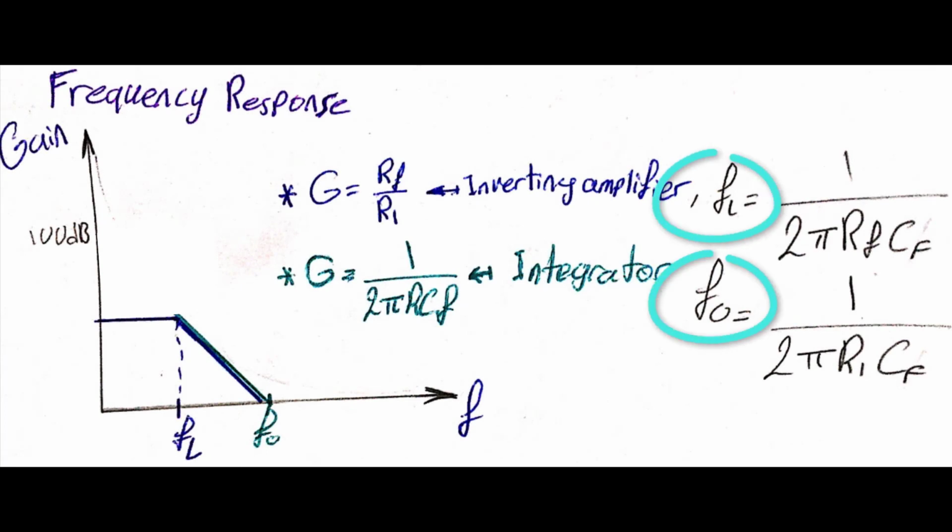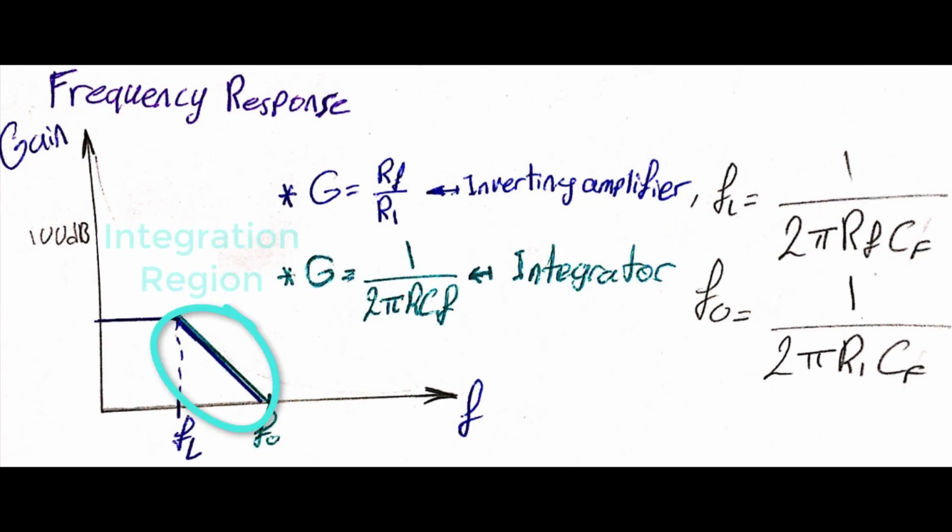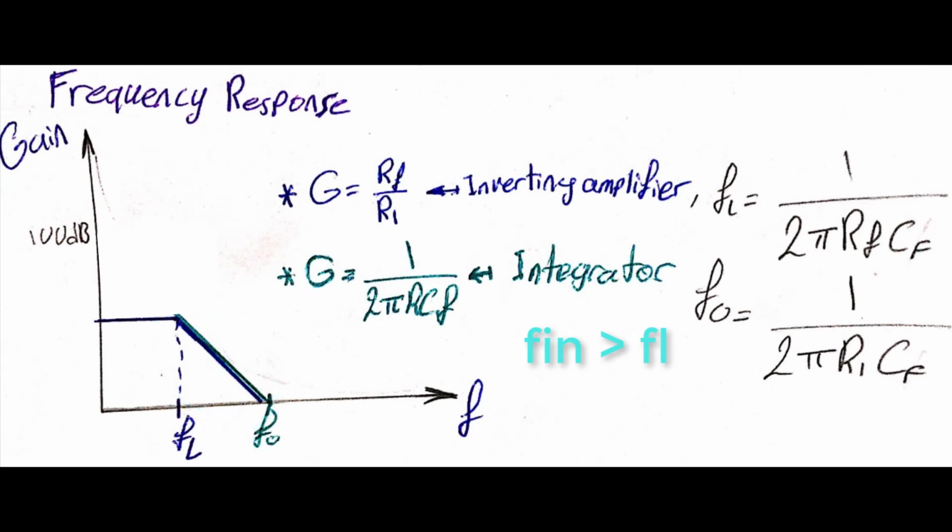These parameters are important for Opamp circuit design because in order to let this operational amplifier work in integrator mode, the input signal frequency must be higher than FL. Notice that any input signal frequency higher than F0 won't appear at the output, so make sure that your input signal frequency falls between FL and F0.